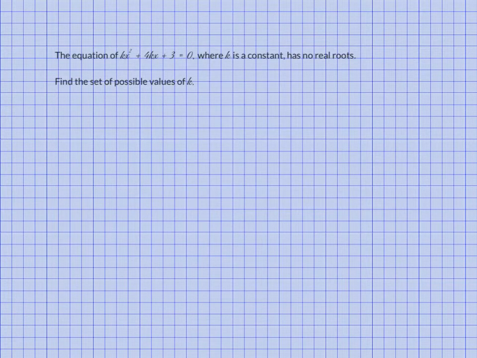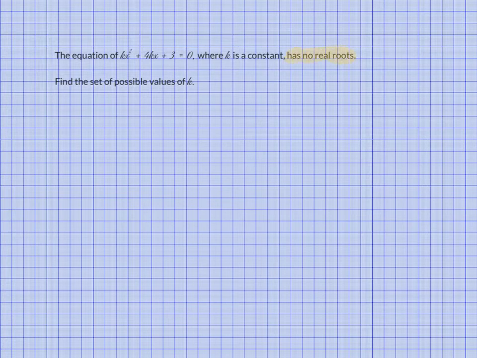Hello, just having a little look at a question from the sample paper from the AS, the Edexcel produced resources. This question has an equation, kx squared plus 4kx plus 3 equals 0. K is a constant and we have to find the set of values given that there are no real roots.